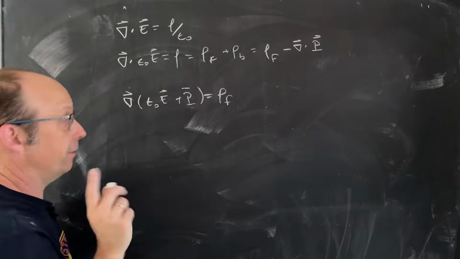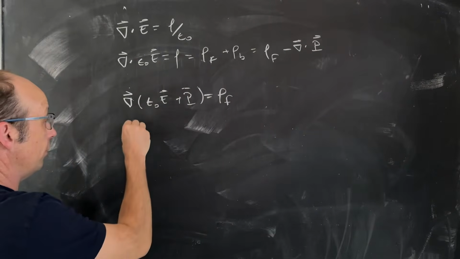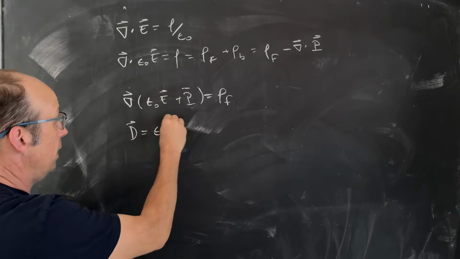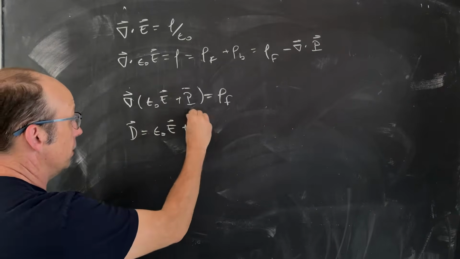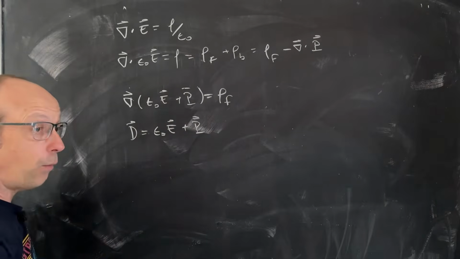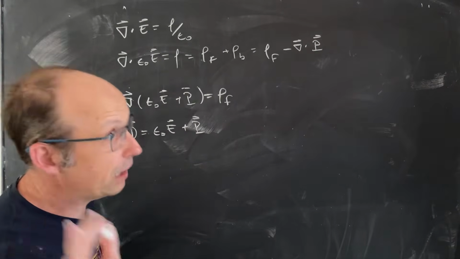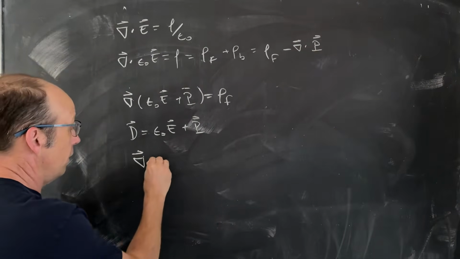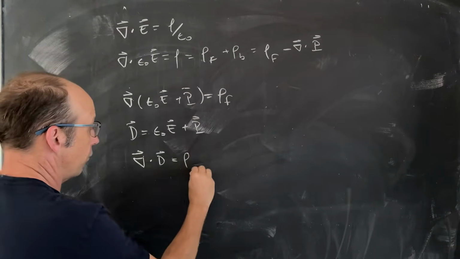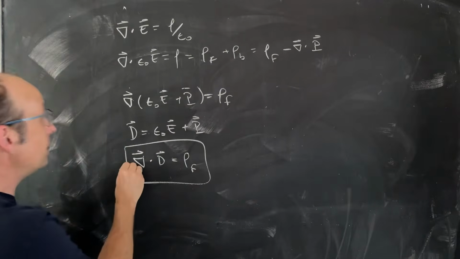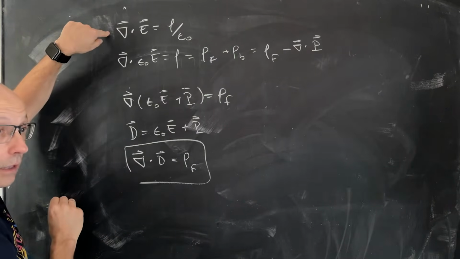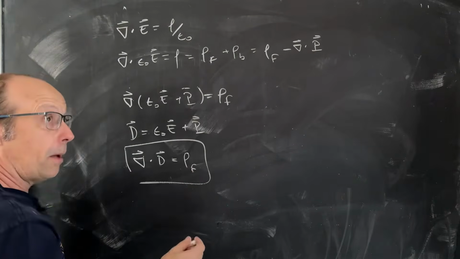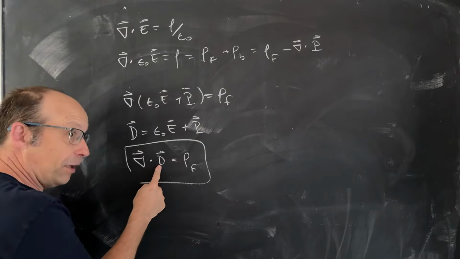Here's where we define the displacement field. We're going to call the electric displacement field D, as epsilon naught E plus the polarization. And with that, we get a different flavor of Gauss' law. It's still Gauss' law, but now it says that the divergence of D is rho free. This is the same thing as that. But now we've separated in terms of free charges and bound charges, which are in that displacement field.